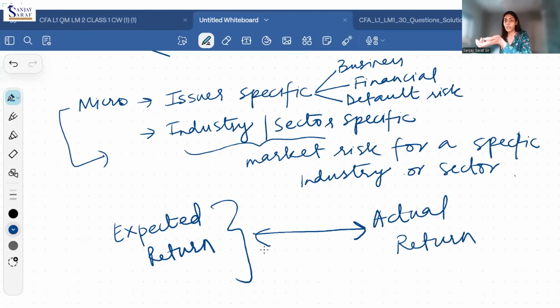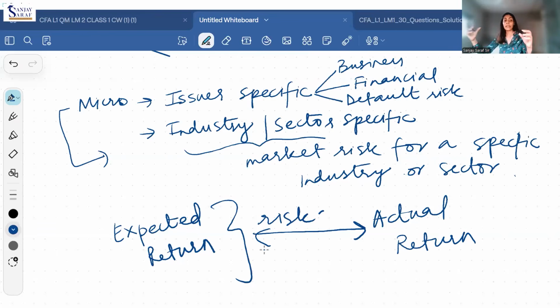अगर इशूअर डिफॉल्ट कर गया तो हमको जो एक्सपेक्टेड रिटर्न है वो नहीं मिलेगा. अगर सेक्टर में कुछ हो गया, that company does not perform very well because of the sector, तो हमको अपना सोचा हुआ रिटर्न नहीं मिलेगा.